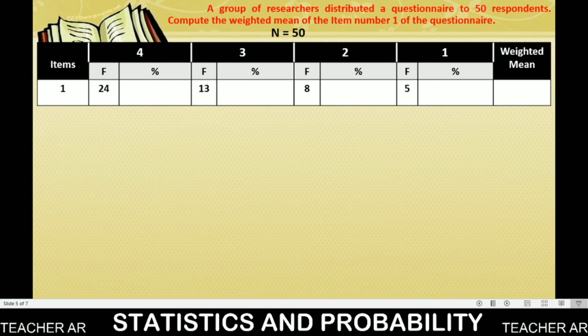We have here an example. A group of researchers distributed a questionnaire to 50 respondents. Compute the weighted mean of the item number 1 of the questionnaire. So our N is 50 since there are 50 respondents in our research study or in the example. And let us now understand the data from the table. These numbers 4, 3, 2, 1 serve as the legend in your questionnaire. And for you to understand this more, I will show you how the questionnaire looks like.